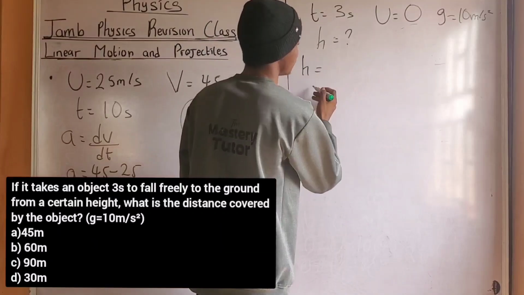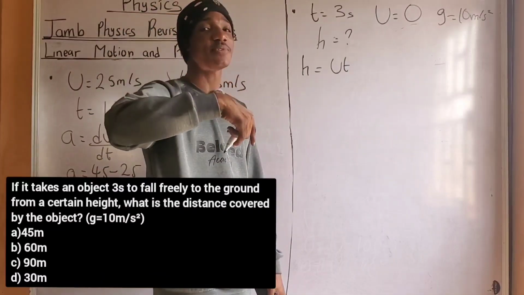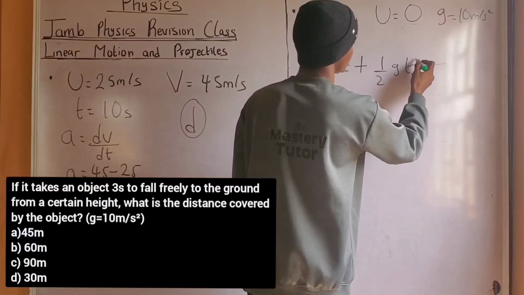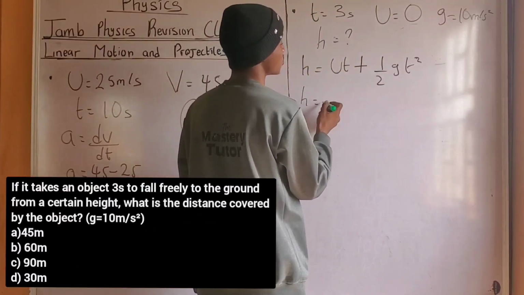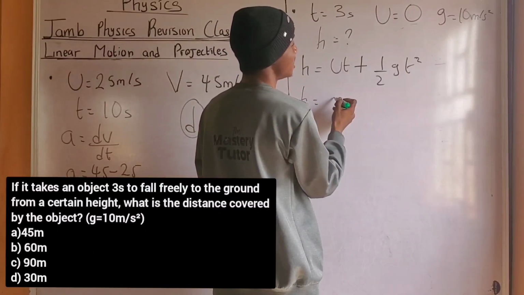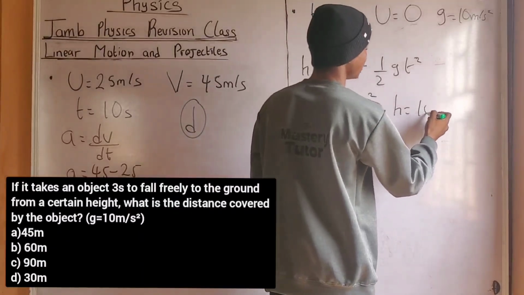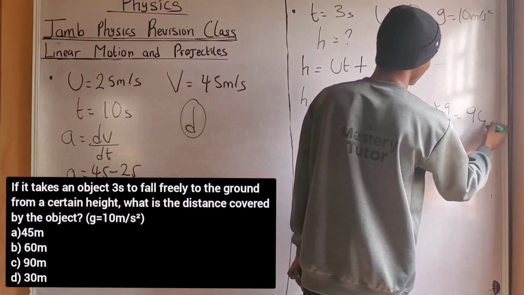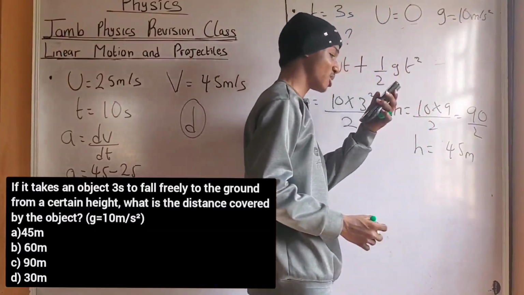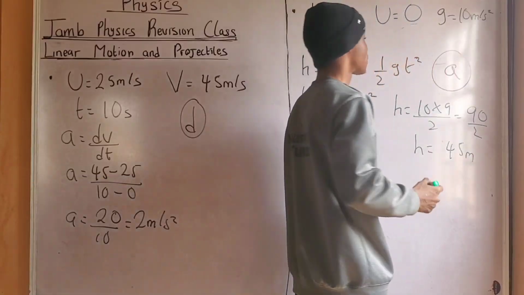Recall the second equation of motion, h equals ut plus 1/2 gt squared, because the object is moving towards gravity. So the height equals, now, initial velocity is 0, so 0 times t is 0. That means I'm going to have 10 multiplied by 3 squared all over 2. h equals 10 times 9 all over 2. That is 90 all over 2. So the height is equal to 45 meters. And the correct option to that question is option A, 45 meters. Option A is correct.